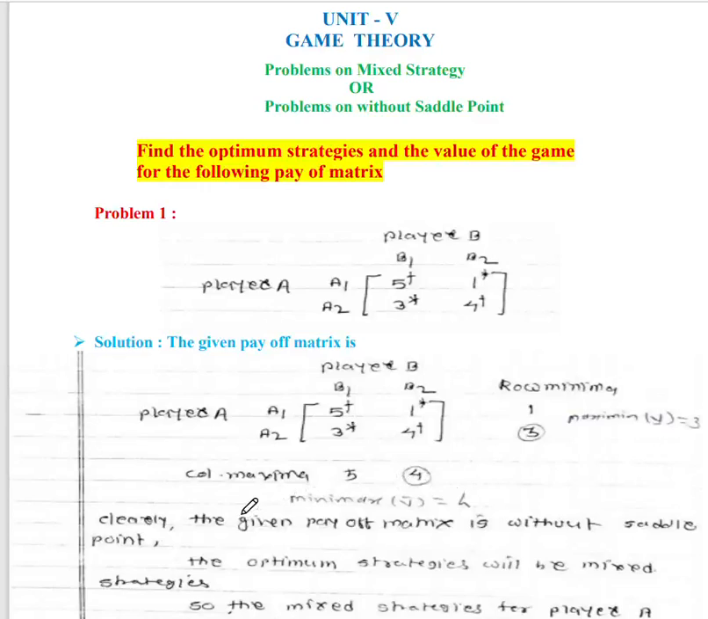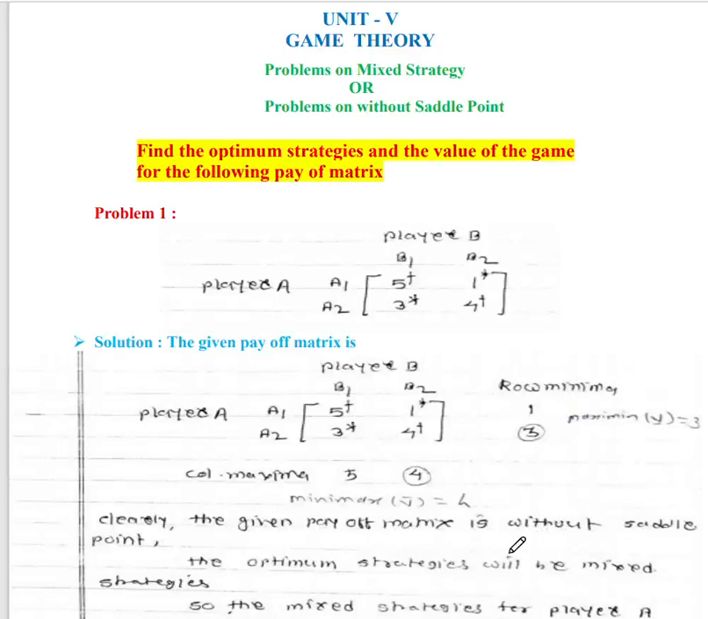Then we will find out the column maxima. Column maxima means select the largest value in each column. Here 5 is the largest value, so mark it with a plus. Here 4 is the largest value, so mark it with a plus. Then we will find out the minimax. Minimax means the smallest value among the column maxima, denoted by upper V bar, equal to 4. So this is the minimax and maximin.